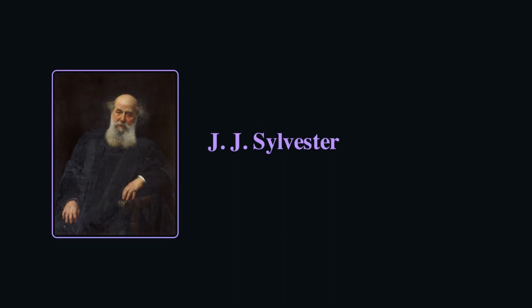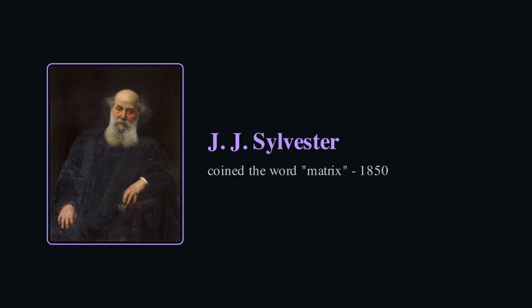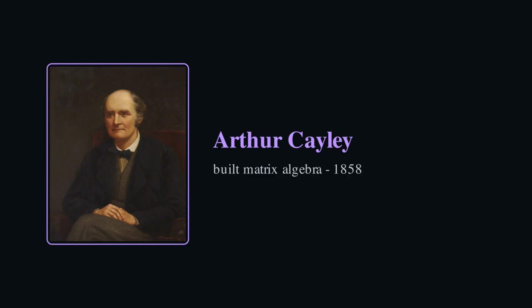The word is surprisingly young. In 1850, James Sylvester coined the term matrix, the womb a determinant is born from. 8 years later, Arthur Cayley turned them into a full algebra, with multiplication and inverses. Today that algebra runs every neural network on Earth.